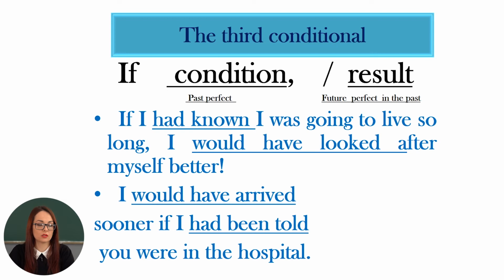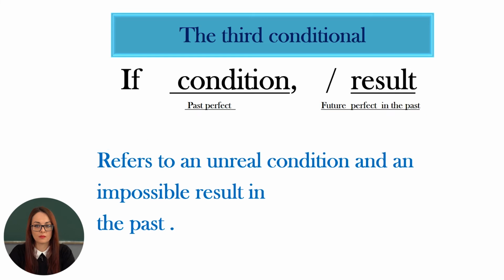The third conditional. The conditional clause predicate in the third conditional is at past perfect. The result clause is at future perfect in the past. We have the example, "If I had known I was going to live so long, I would have looked after myself better." Or another example, "I would have arrived sooner if I had been told you were in the hospital." The third conditional refers to an unreal condition and an impossible result in the past.